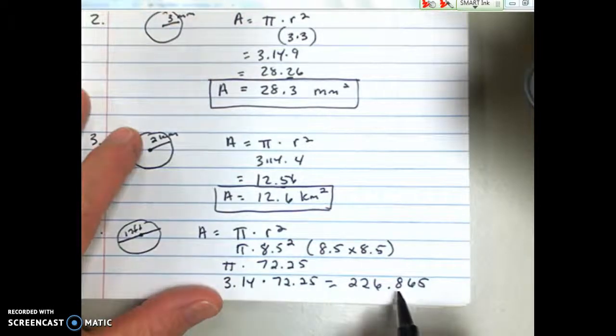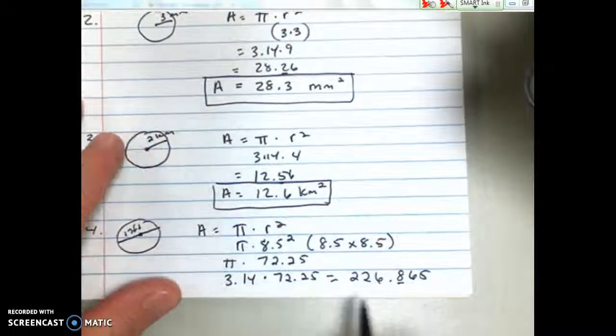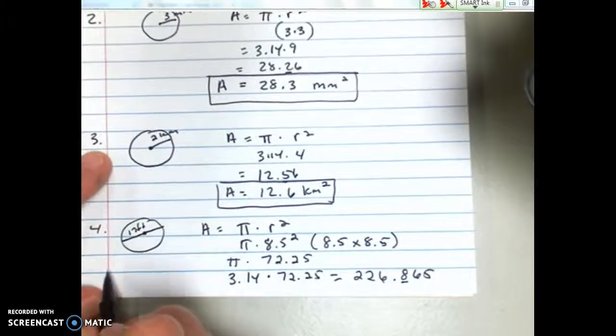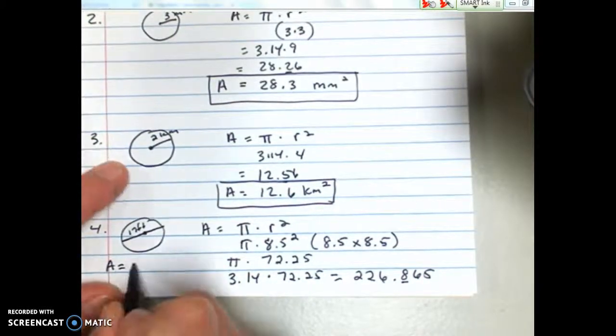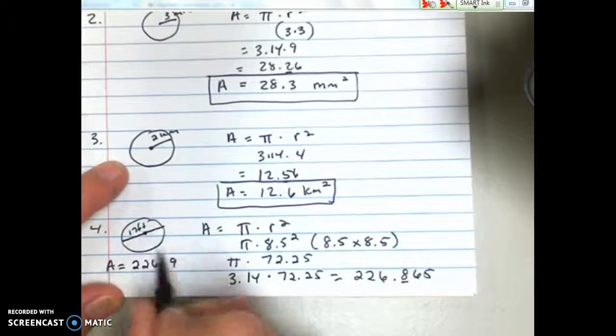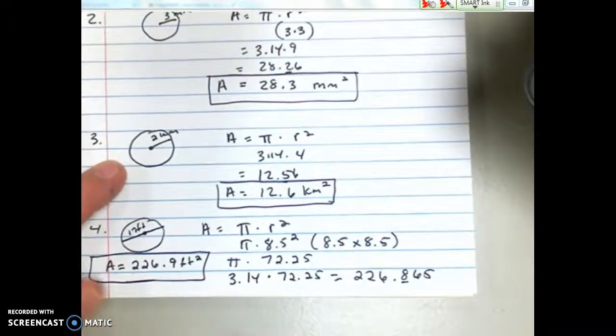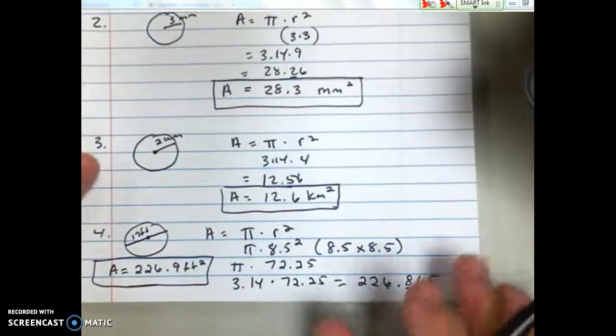And you want to round that to the nearest tenth. So we're going to say it's closer to 8/10 or 9/10. And if you said that it was closer to 9/10, you are correct. So because I'm out of space, I'm going to put down my area is equal to 226.9 feet squared, and box that in. Now let's go on to the next problem.